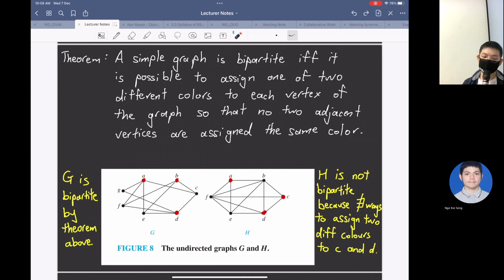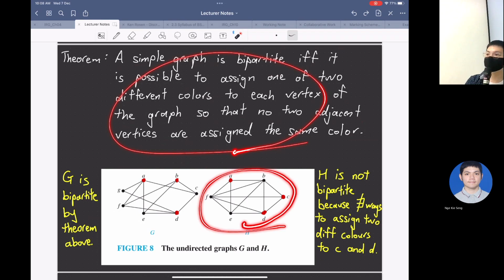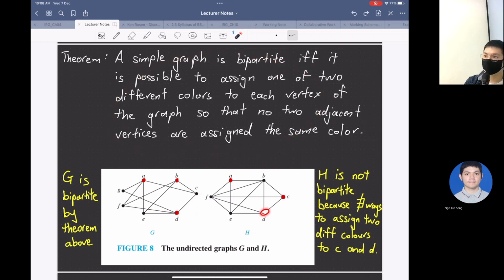A simple graph is bipartite if and only if it is possible to assign 1 or 2 different colors to each vertex of the graph so that no 2 adjacent vertices are assigned the same color. So you only use 2 colors to color the graph. Because now our graph is no longer bipartite, what's the minimum number you need to color adjacent vertices with different colors? For bipartite, you can just use 2 colors, but you can see that this one is not bipartite. Then you need to use more colors.